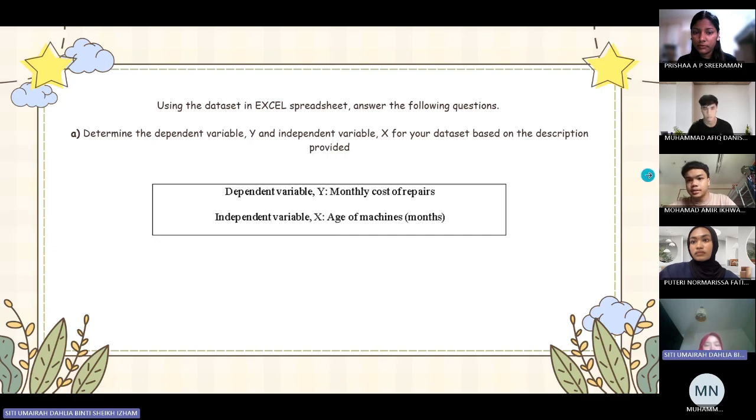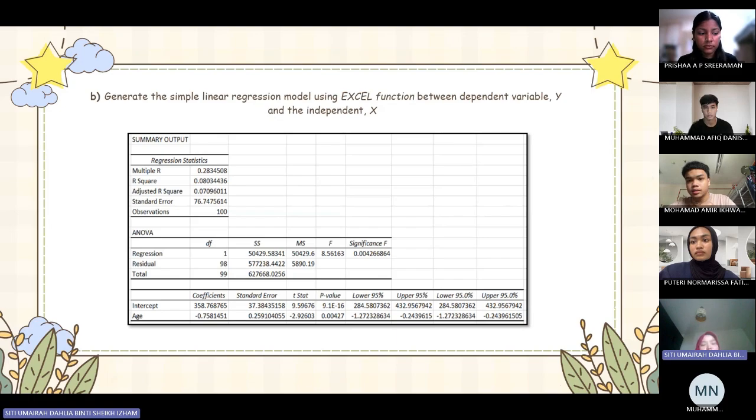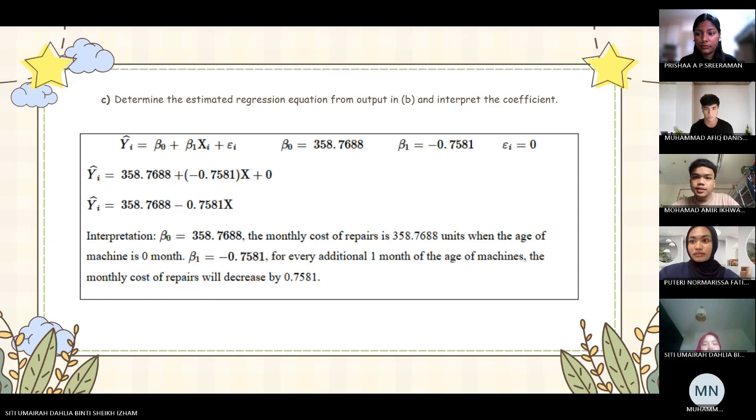So for 2B, after we key in the Excel, we managed to get 3 tables, which are regression statistics, ANOVA, and the third table. While our model is statistically significant, the relationship between age and repair cost is weak. So the negative slope is also counterintuitive, possibly suggesting that newer machines are costing more due to other issues such as high maintenance fees. Only 8% of the cost variation is explained by age. Hence, the company shouldn't rely on age to make decisions about replacing machines. So I'll pass it down to Marisa.